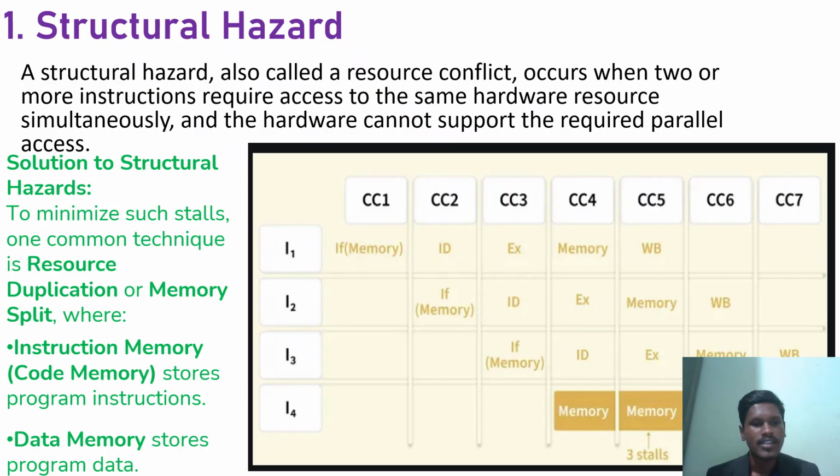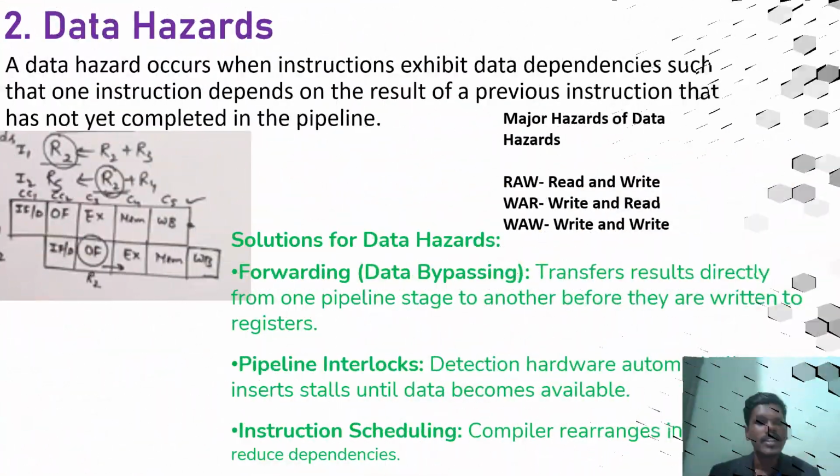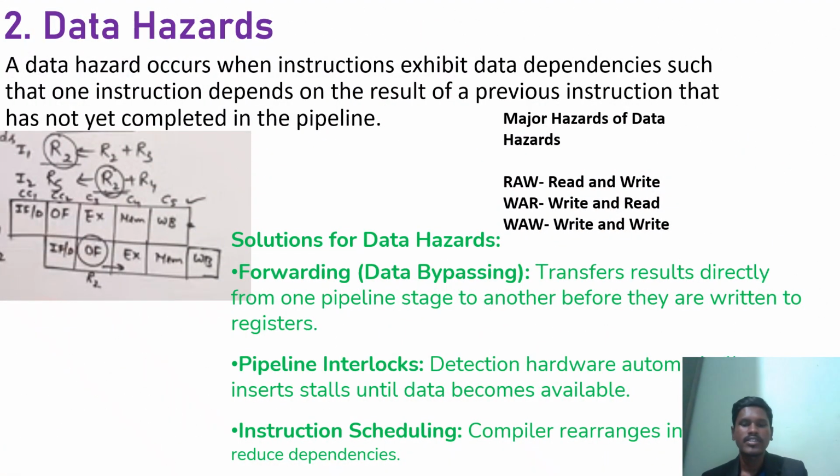Let's move to data hazard. A data hazard occurs when instructions exhibit data dependencies, such as one instruction depending on the result of a previous instruction that is not yet completed. So if the execution of the second instruction has to wait for the execution of the first instruction to complete, then it is called a data hazard.